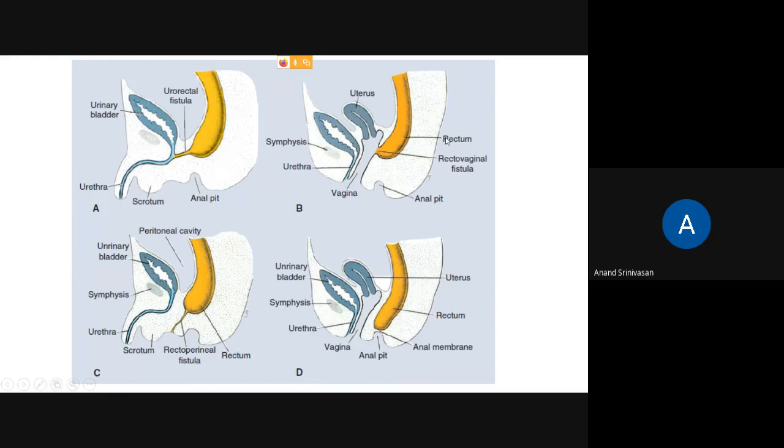Here are some other defects which are given in your Langman's. Here you can see the rectum or anal canal is connected to the urinary bladder or urethra. So this is a urorectal fistula. Here it is connected to the vagina, so it's a rectovaginal fistula. Here the anal puckering is different from the anal opening, so this is rectoperineal. And this is imperforate anus, where the anal membrane persists, failing to break down.